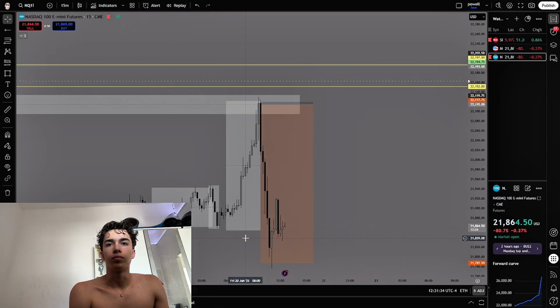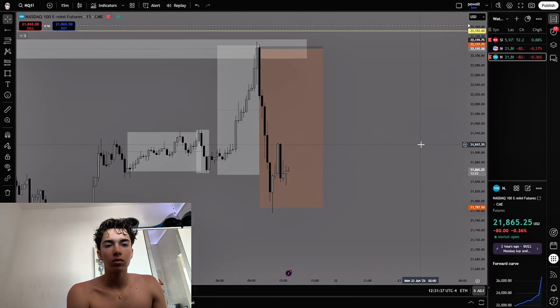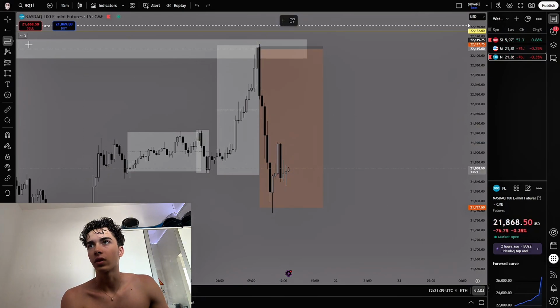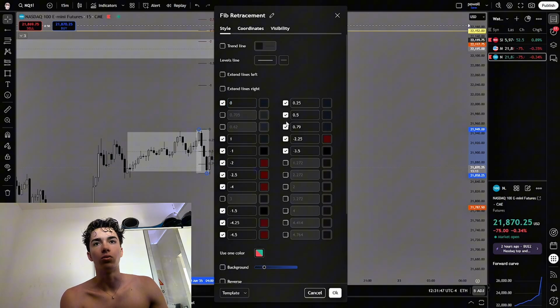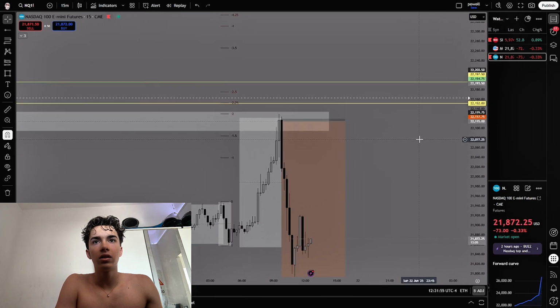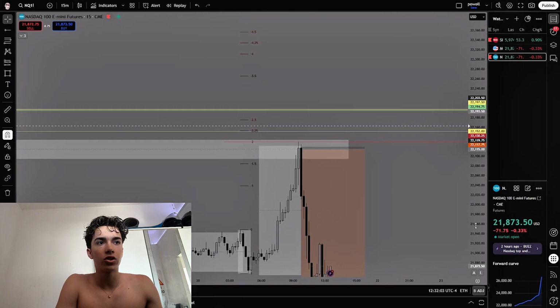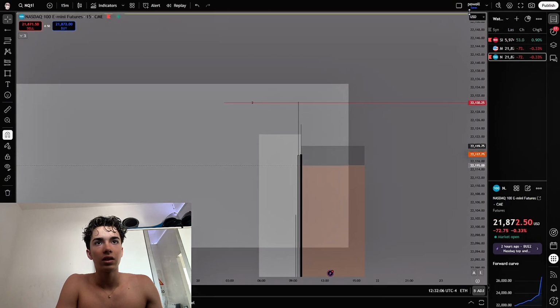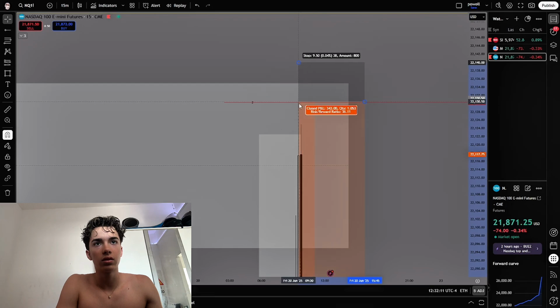So what and how do we set up our STDV? We set it up like this. Okay, that's good. We set it up like this. As you can see, we perfectly touched the -2 level. That was a crazy top tick. That was really crazy, actually.